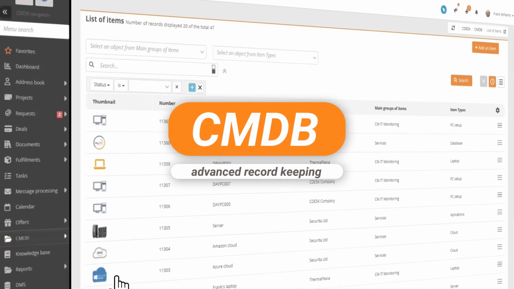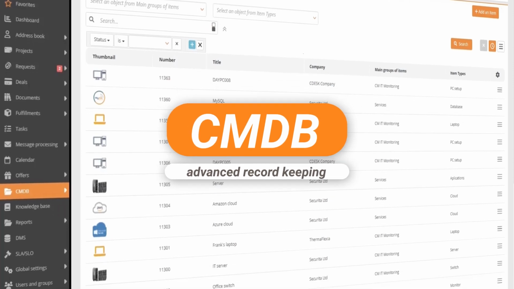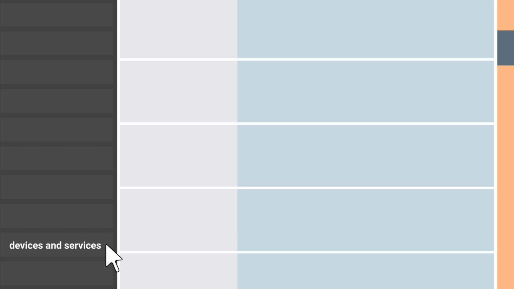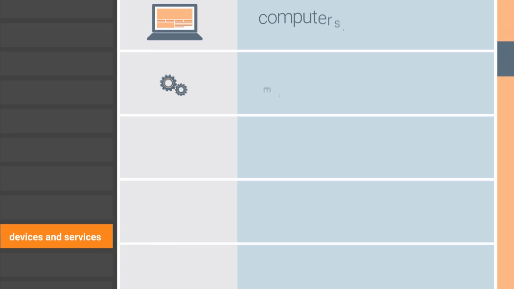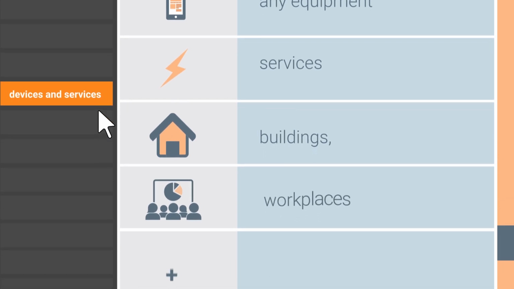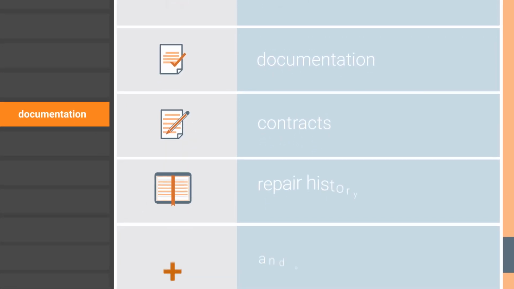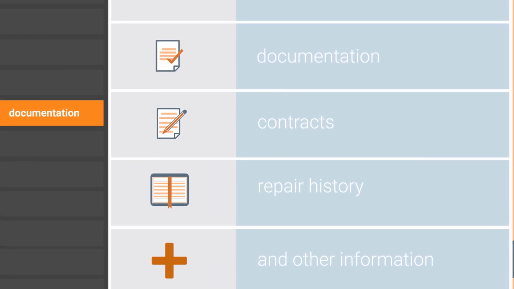CMDB is an advanced record-keeping of all items with which you provide your services and ensure your daily operation. Items, wherever they are placed, are in the palm of your hand. Computers, machines, any equipment, services, buildings, workplaces, and everything else, along with documentation, contracts, repair history, and other information you want to keep track of.